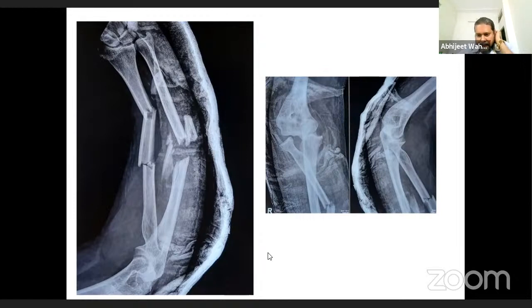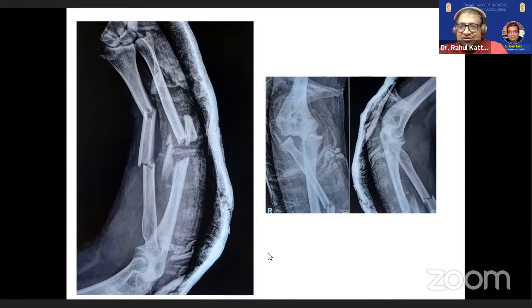So just for restoring the length or for the union, because strong they are. So there is no need for primary grafting. This is the current concept.